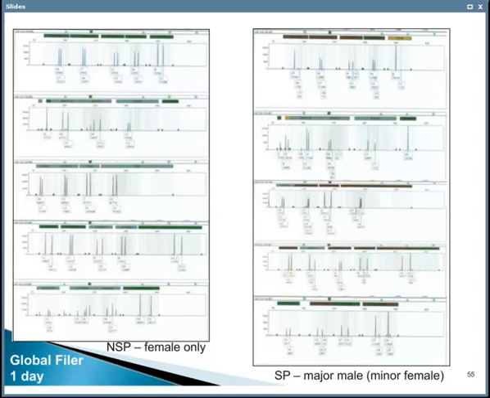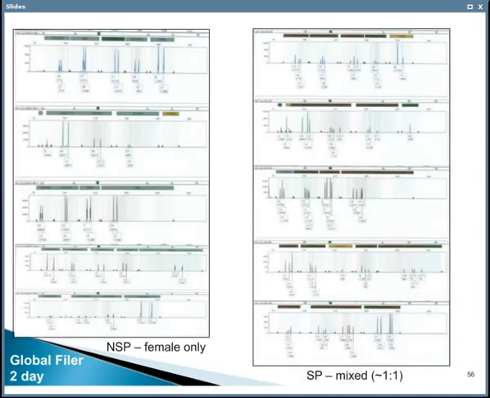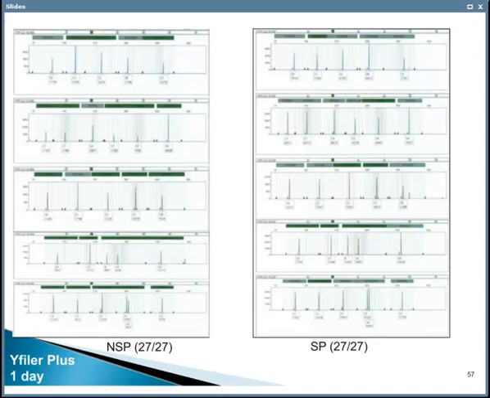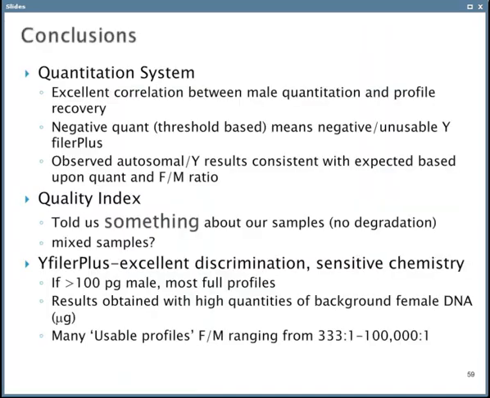Because time is moving on, I'm going to bypass these profiles which I had generated, and just say that the conclusions were that with the quantitation system, there's excellent correlation between the male quant and profile recovery. A threshold-based negative quant usually means an unusable or negative Yfiler Plus profile. The observed autosomal and Y results are consistent with the expected based upon the quant and the female-to-male ratio. The quality index can tell us something about our samples, in this case, no degradation, but of limited use in our particular instance here, but useful in other cases.